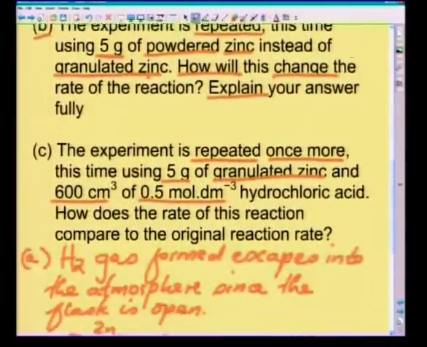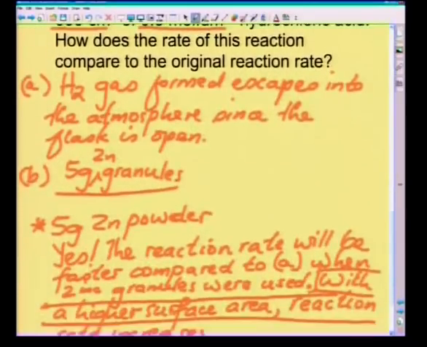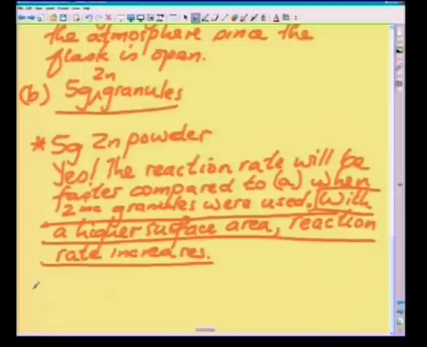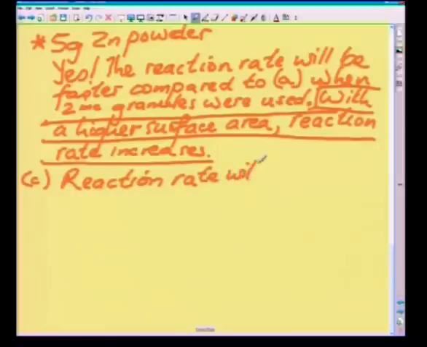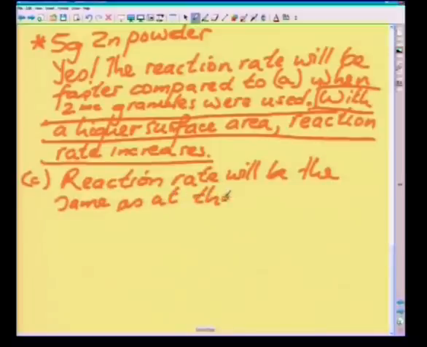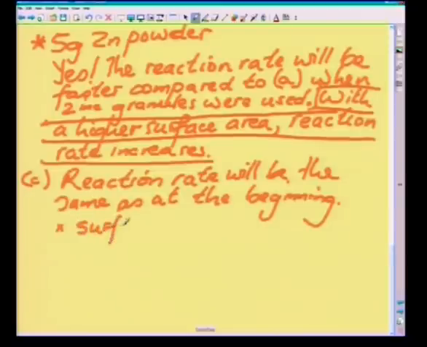Okay? Now, the reaction rate is going to be the same as at the beginning. Why? Because you're having two things there. One, factors that affect the rate of reaction, its surface area, which has got something to do with the zinc granules. So we still have zinc granules.